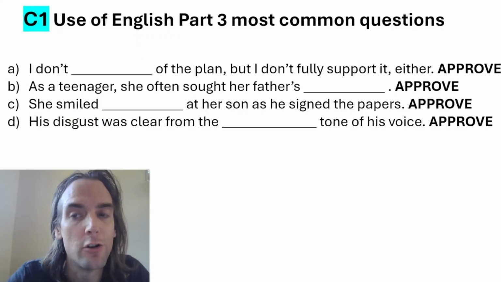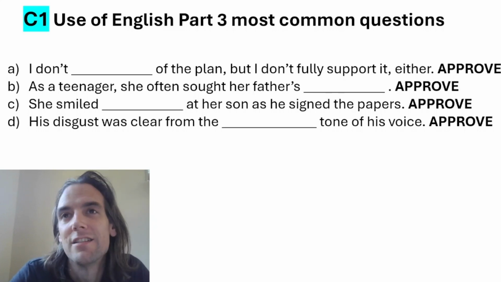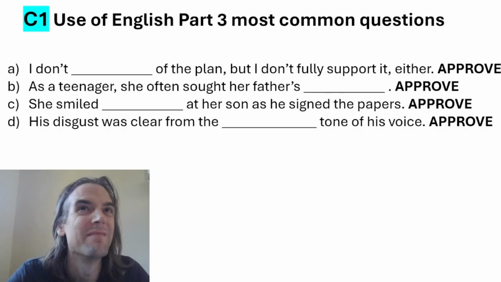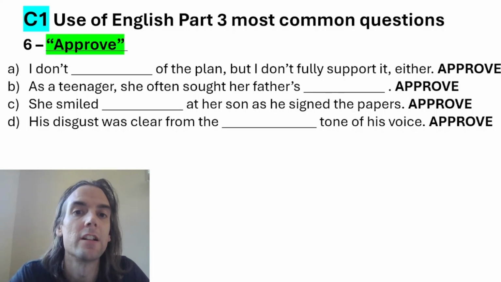Now C1, common word is approve. Is this similar to succeed? I mean, it's a verb that has an irregular noun and different patterns. So pause the video, transform the word approve.